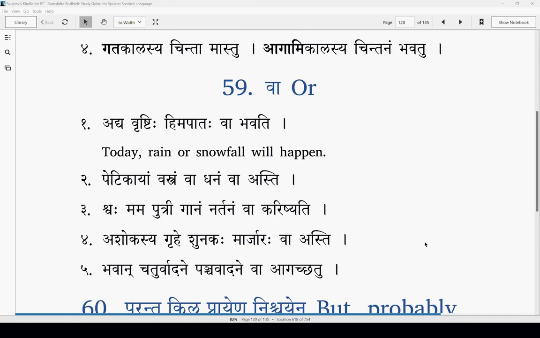What would happen if there were more than 2 words or more than 2 options? Yeah, you can use any number. You can use va like this at the end. Okay. चतुर्वादने पञ्चवादने षड्वादने सप्तवादने वा आगच्छतु.